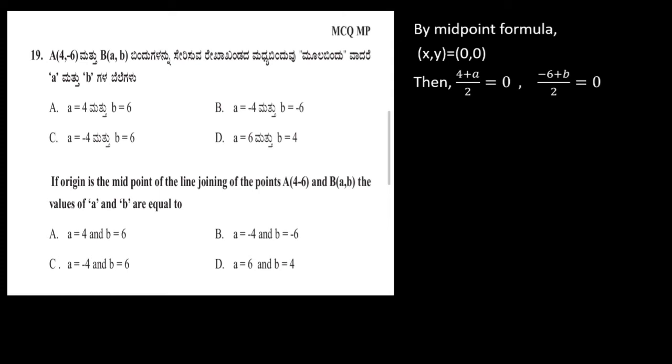Now we cross multiply 2 with 0, it becomes 0. Then we get 4 plus a is equal to 0. Another one becomes minus 6 plus b is equal to 0. Now I'll send 4 to that side, it becomes minus. So a is equal to minus 4 and b is equal to plus 6. Therefore answer C is the correct one.